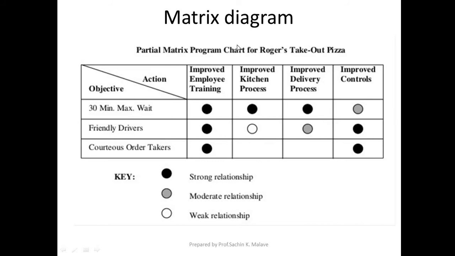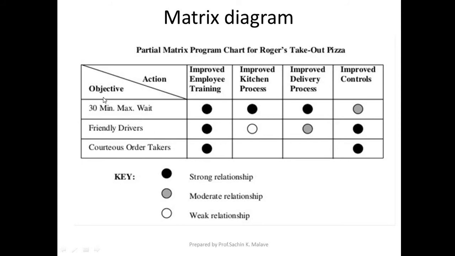The objective of a matrix diagram is to show the relationship between groups of information. So we want to find out what kind of relationship is there between different groups. So this is, say, one objective: 30 minutes maximum wait, friendly drivers, courteous order takers.